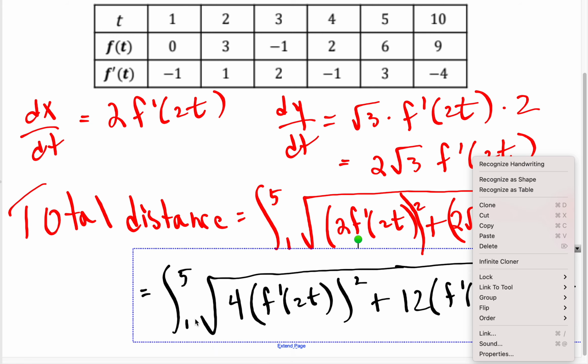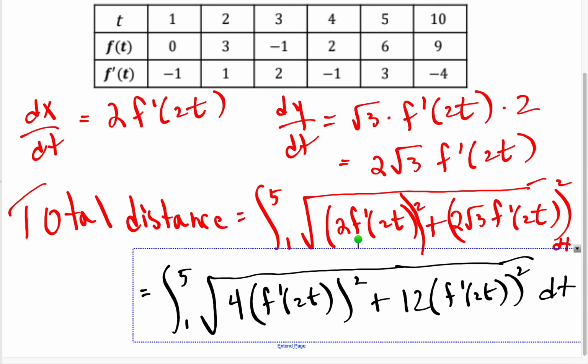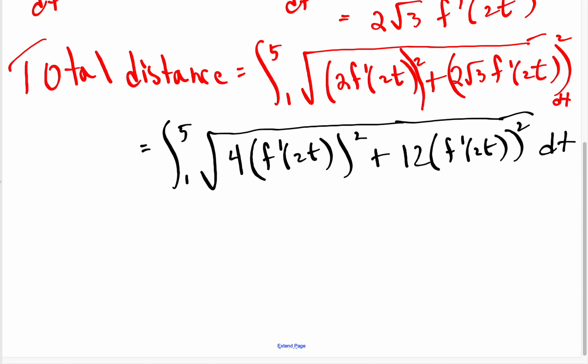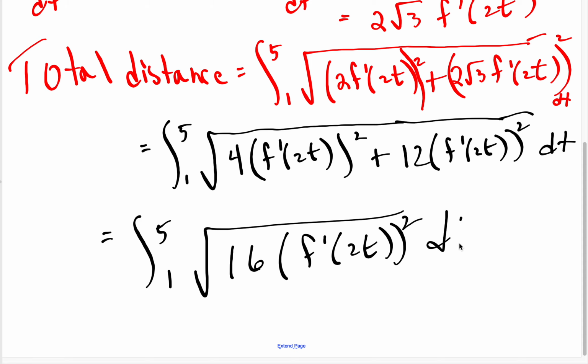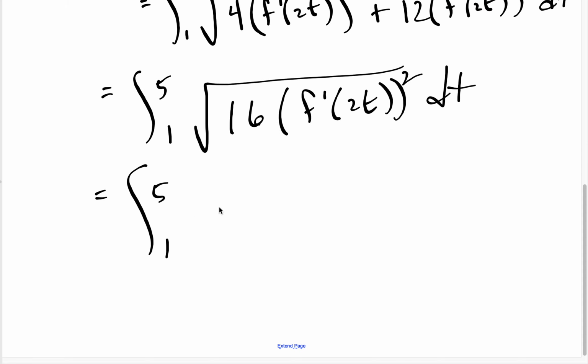Okay, extend the page, and get back to my pen here. All right, let's see. What do we have here? Let's keep going. Wait, I'm not squaring 4. Never mind, back up. We have f prime of 2t squared, f prime of 2t squared. So I can combine the 4 and the 12 and make that 16 times f prime of 2t squared. Now, the square root of 16 is 4, and the square root of a square, done. Now we're ready to integrate.